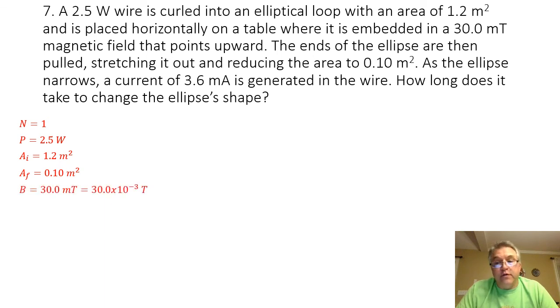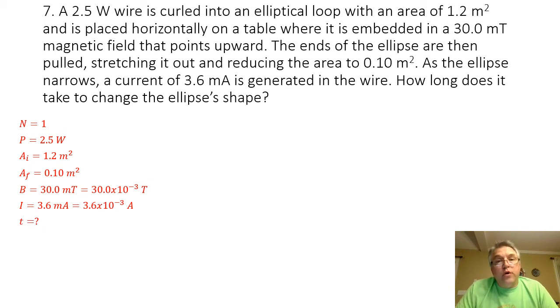So I have to convert that to Tesla. So that's 30.0 times 10 to the minus third Tesla. The current that is generated in the wire is 3.6 milliamps. Again, we have to convert that to amps, so that's 3.6 times 10 to the minus third amps. And we're trying to find the time.